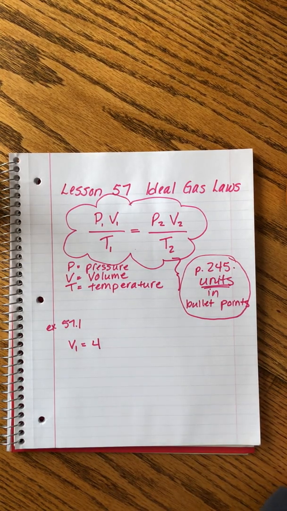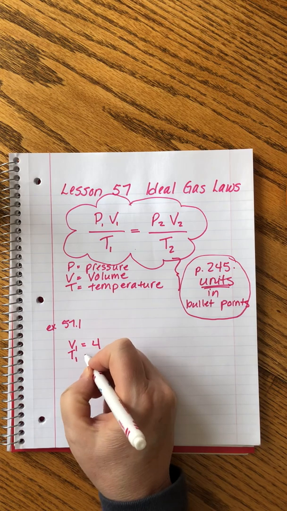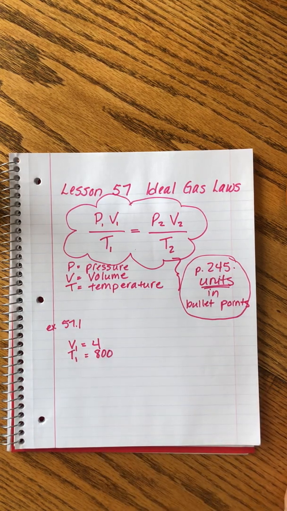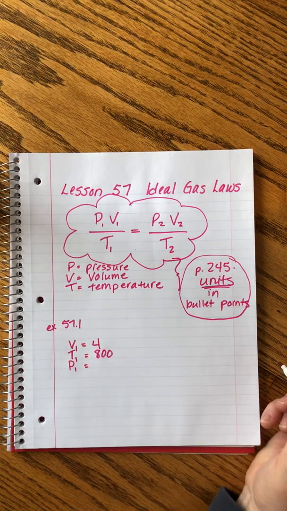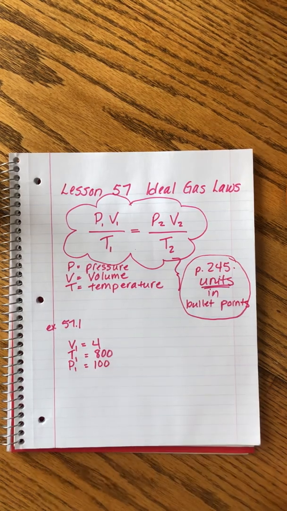Then it says that the 4 liters are at a temperature of 800 kelvins. Okay, the first temperature is 800. I'm not worrying about the units. I'm not going to write that down. I'm just writing down the numbers. And it had a pressure of 100 newtons per square meter. Cool. Okay.